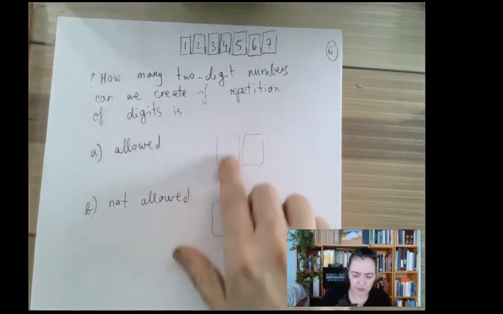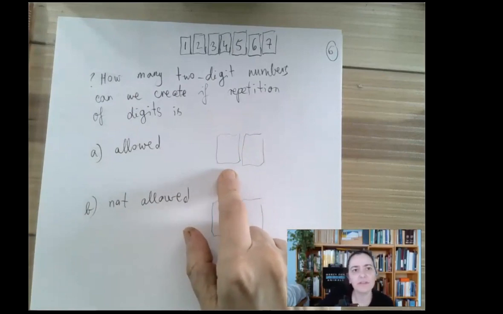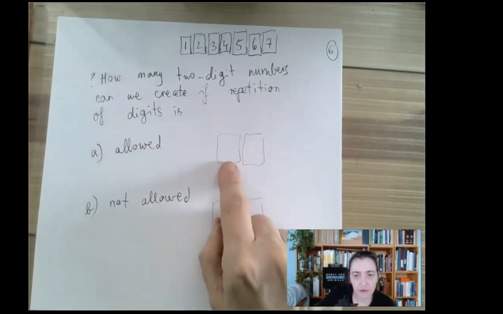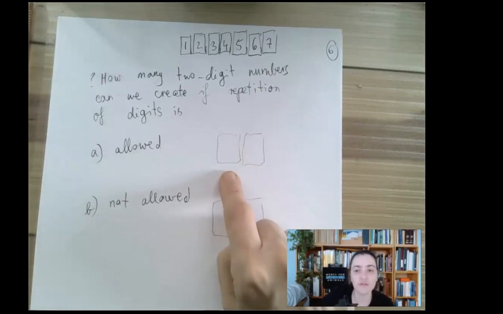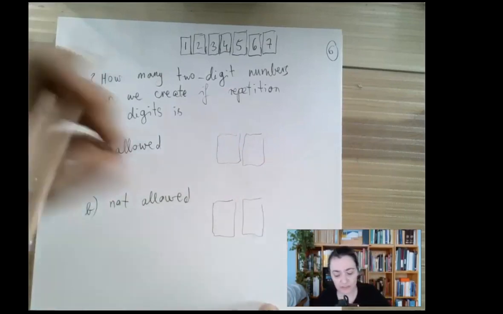All right, how many options? How many? 21. No and no, but I think you're on the right track. Here, for the first digit, how many options do we have? How many different numbers do we have a choice from? 7. And so do we for the second one, because repetition is allowed, so it doesn't matter. So there are 49.